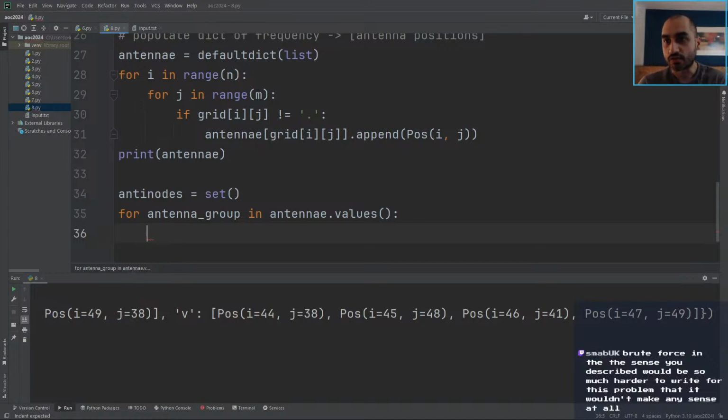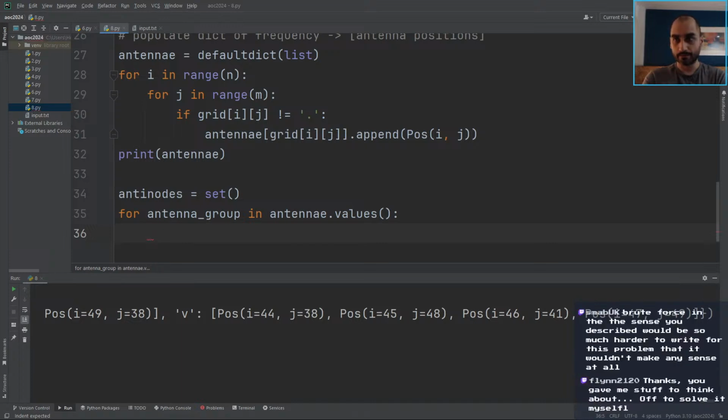Brute force, in the sense you described, would be so much harder to write. Yeah, sometimes true brute force is actually harder to write. Yeah, that's true. The only property that qualifies as brute force is complete naivety of how you're doing the ranges and stuff. Basically, just trying all possible values for every variable within the bounds. So yeah, it wouldn't make sense to code it that way, but it is what I would personally call the brute force approach.